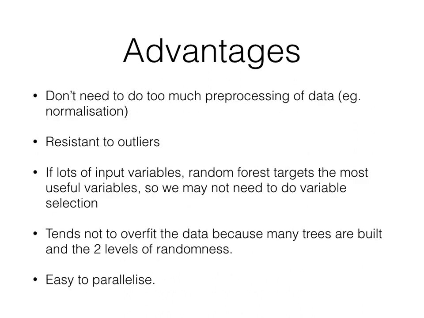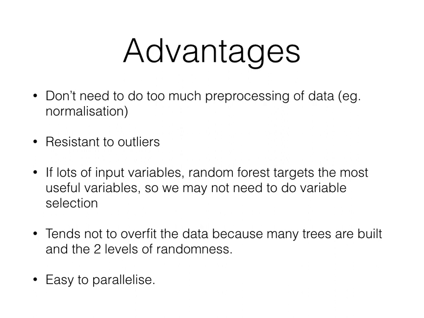Some more advantages. You don't need to do much pre-processing of data, so you don't need to do normalization. You don't really need to do too much feature selection because it can work out how to do that itself. It's resistant to outliers, and that's quite useful compared to other methods. If there's lots of input variables, then random forest targets the most useful variables, so we often don't need to do variable selection. So the data that I work with, the biomedical data with gene expression values, where we have thousands and thousands of attributes, we use random forest, and that does quite nicely.